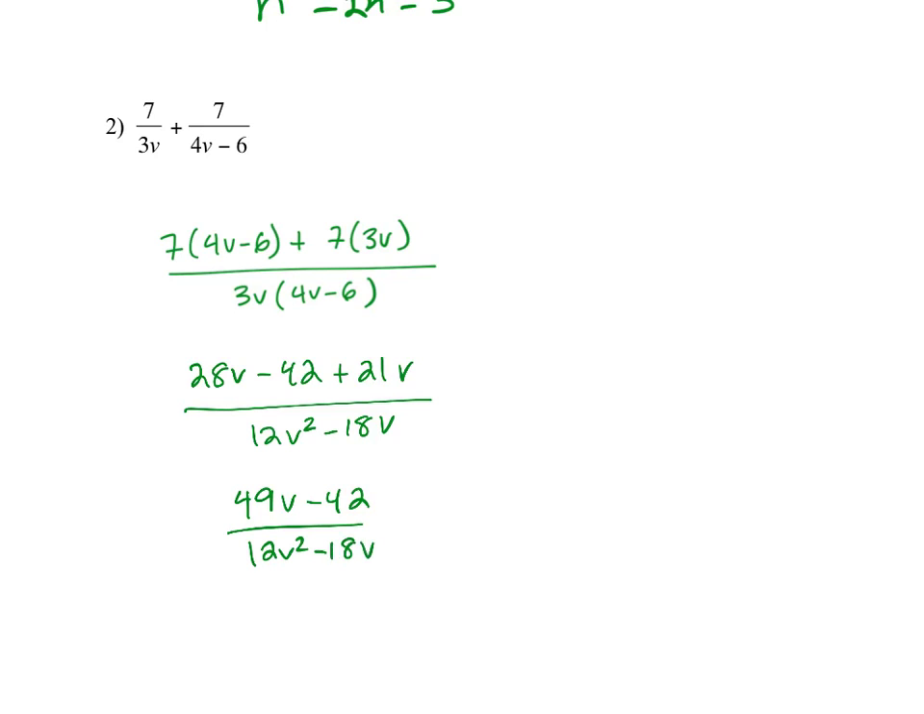And that's it, because I know that I can factor everything, but I can do it right here. My common factor on top is 7, so I have 7 times 7v minus 6. And my common factor on the denominator is 6v, so I have 6v times 2v minus 3. And as you can see, I don't have anything in common to simplify. So that means that we can leave the expression right here.